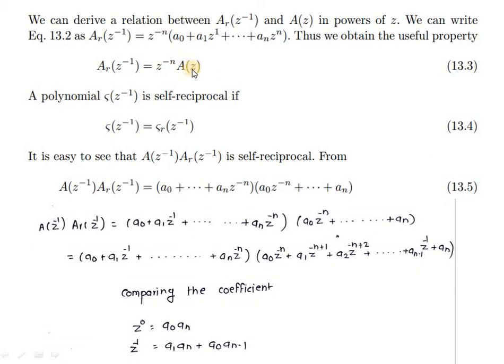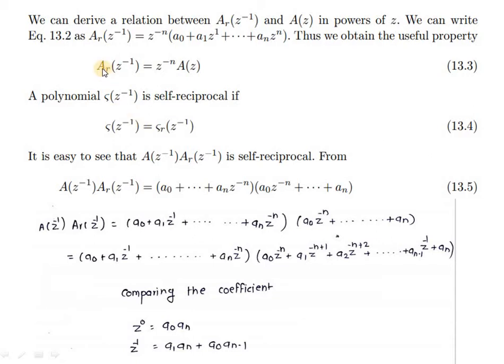This a of z is written from the analysis of a of z raised to minus 1. Instead of z we have put here z raised to minus 1, then it becomes a of z raised to minus 1. Therefore we have taken here a of z. Now a polynomial a of z raised to minus 1 is self-reciprocal if it satisfies the following property. The property is that a of z raised to minus 1 is equal to the polynomial with reverse coefficients, a_r, into z raised to minus 1. If this property is satisfied by our polynomial, then we can say that the polynomial which we have taken is self-reciprocal.